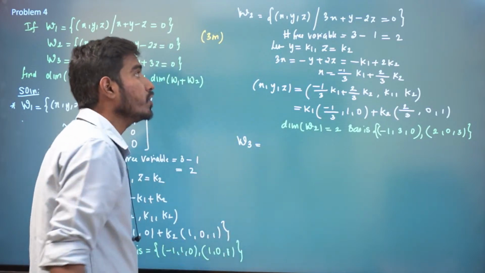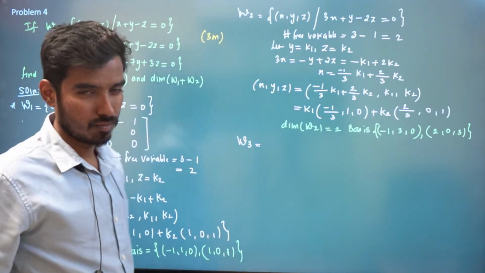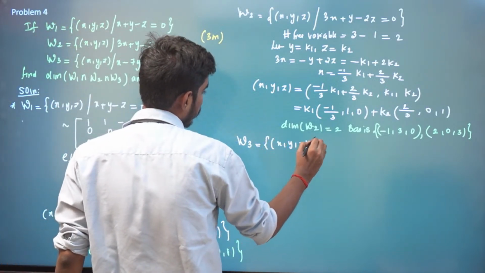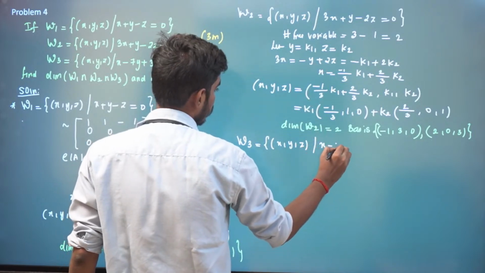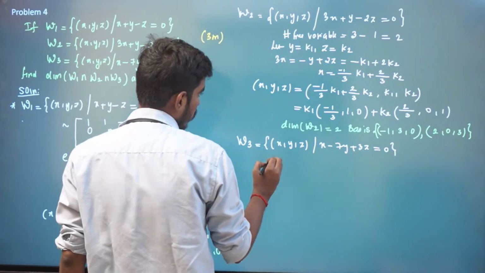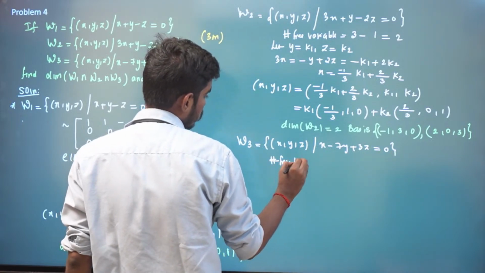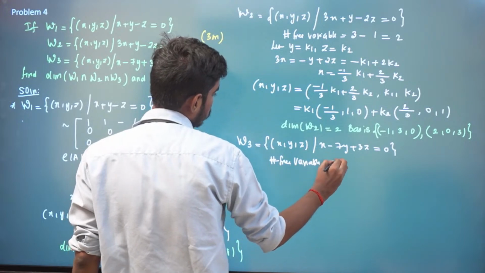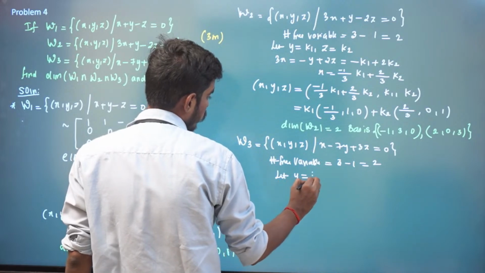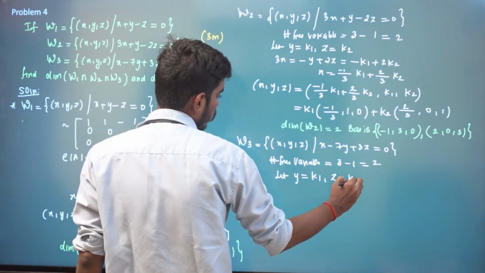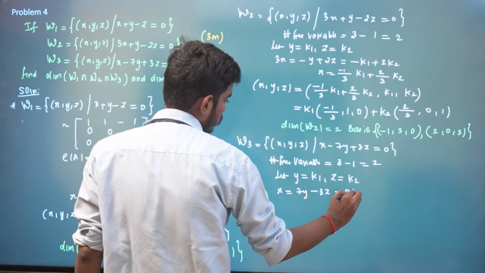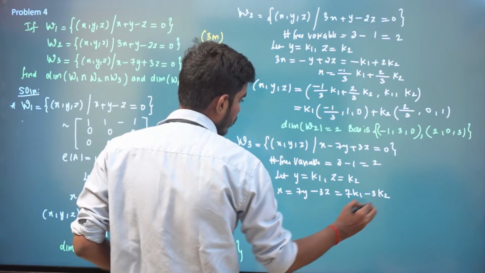See, if you want to use a shortcut, you can directly write W2 to be equal to 2, but you should not write. So W3 consists of all those x comma y comma z such that x minus 7y plus 3z is 0. So again, the number of free variables is total variables minus rank. So we have two free variables. So let us assume y to be equal to k1, z to be equal to k2. So x will be 7y minus 3z, so 7k1 minus 3 times k2.